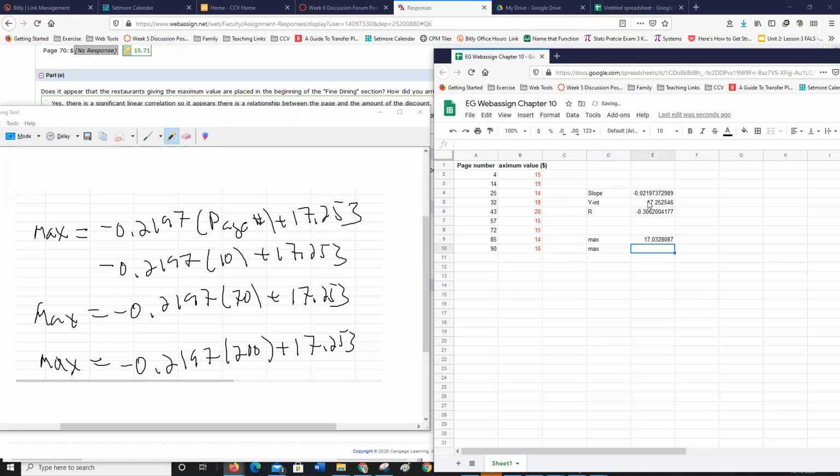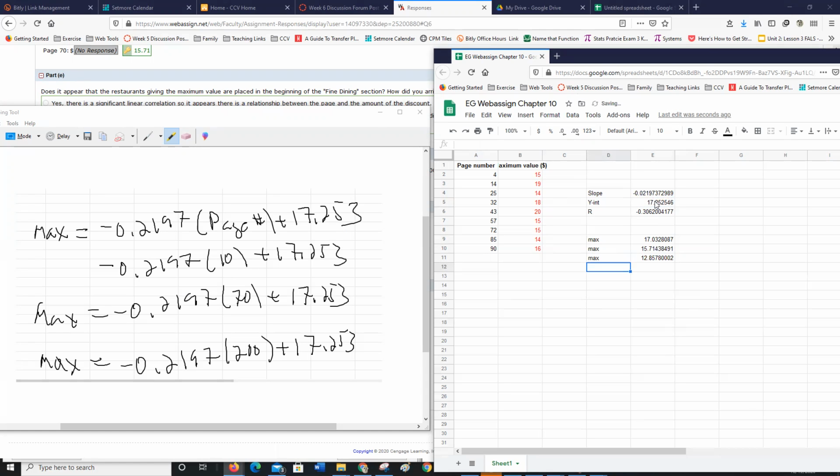And then we'll do equals. I mean, I could type all these numbers in a calculator, but since I've got them right here, what is it, 70 pages, plus the y-intercept. Actually, I don't need parentheses, do I? Plus the y-intercept. And then that extrapolation value when there's 200 pages equals the slope times 200 plus that y-intercept, which is 17.53.